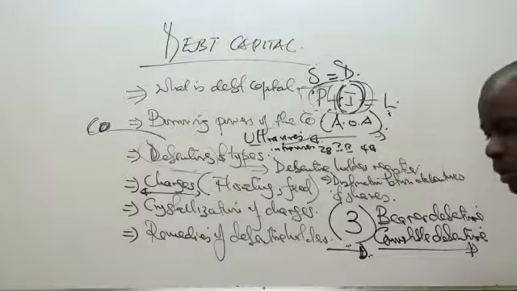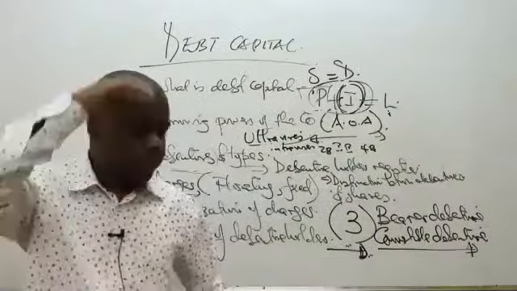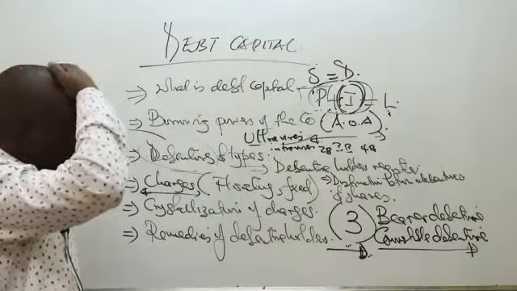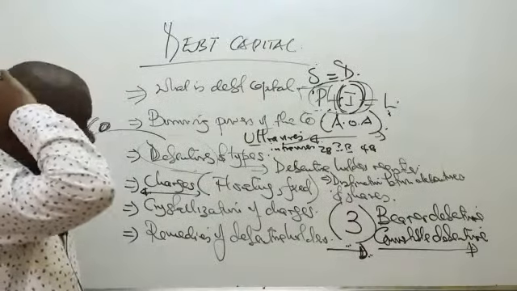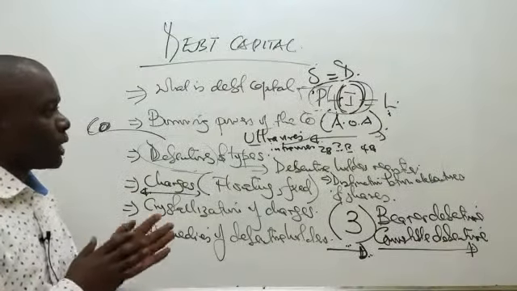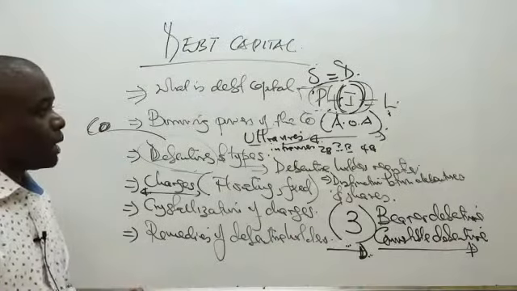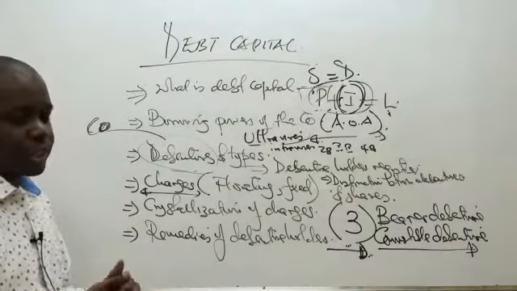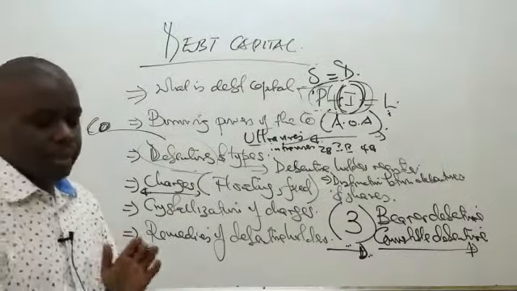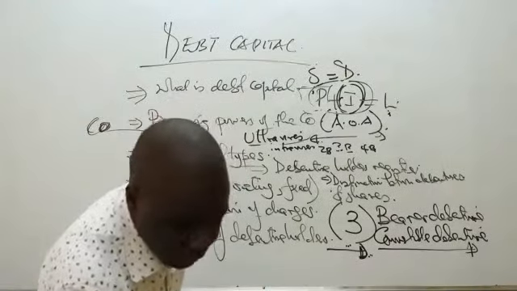So basically there are a few differences between shares and debentures that you're supposed to discover. The holders of shares become part owners of the company. When you buy shares in a company, you become a shareholder and a part owner of the company. When you buy debentures in a company, you become a creditor of the company.